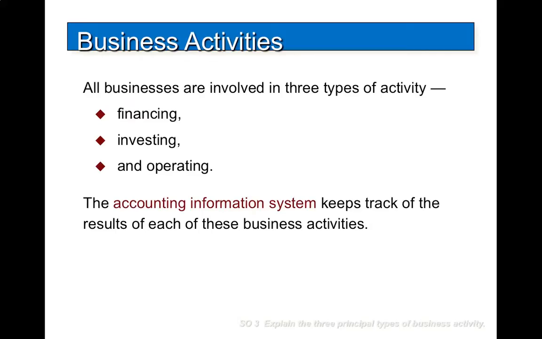All businesses are involved in three types of activity: financing, investing, and operating. Owners obtain cash through financing to start and grow their business. Some of this financing comes from personal savings, and some likely came from outside sources like banks. Owners then invest the cash in equipment to run the business, such as computers or trucks. And once this equipment is in place, they can begin operating activities of making and selling their product. The accounting information system keeps track of the results of each of these business activities.